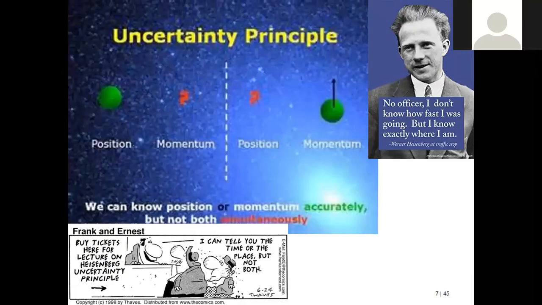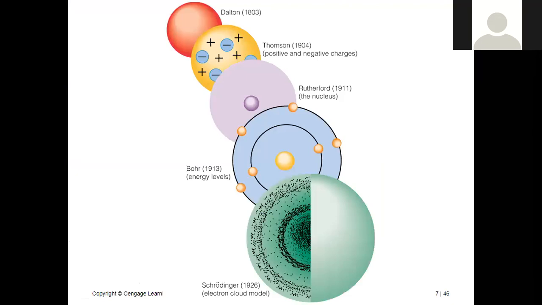Heisenberg, I don't know if you watched Breaking Bad. That's the code name used by Walter White. In the uncertainty principle, we cannot tell the position and momentum at the same time. We can know position or momentum accurately, but not simultaneously.